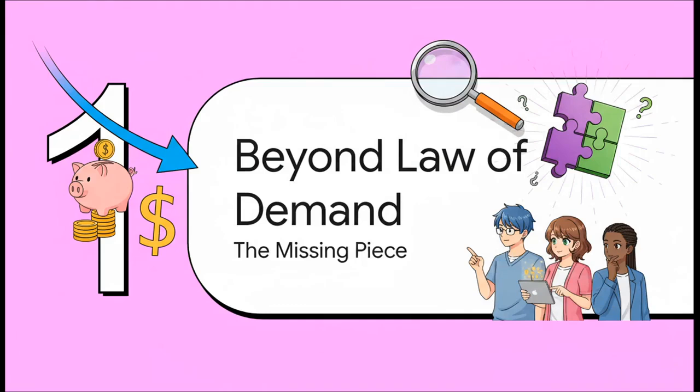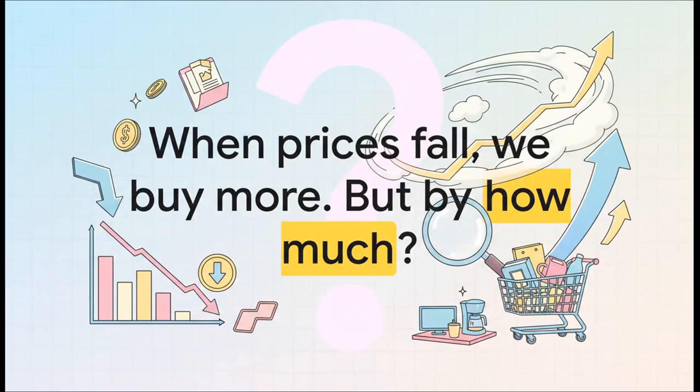All right, section 1. So let's start with something most of us probably learned in Econ 101, the law of demand. It's super simple, really intuitive, but as we're about to see, it's missing a really crucial piece of the puzzle. The law of demand just tells us that if the price of something goes down, we're going to want more of it. An inverse relationship, right? Easy enough.